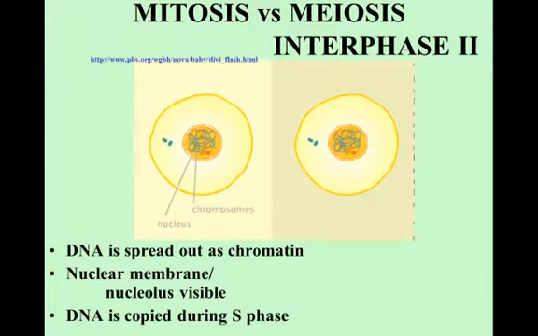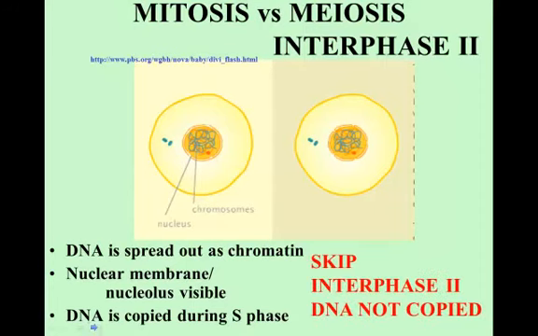We're going back into interphase now. If I was a mitosis cell going back into interphase, the DNA spreads back out as chromatin. My nucleus returns. If this cell was going to go and divide again as mitosis, we would copy our DNA the second time before we went back into the cell cycle. And here's our last difference. We're going to skip interphase 2. The DNA is not going to get copied this time. So we're going to skip this phase.